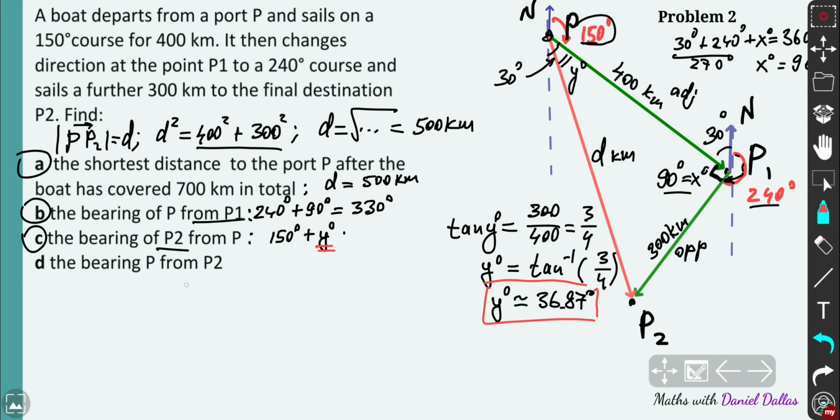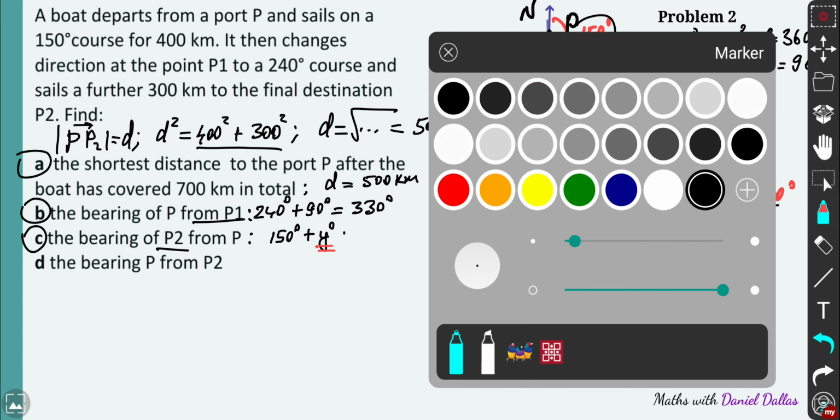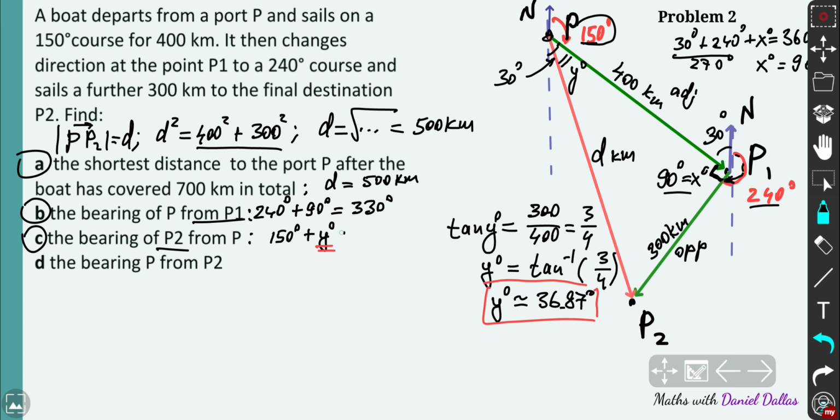So if we plug in here, we can calculate that in total we have around, to 2 decimal places by the way, 186.87 degrees. So that's the answer to question C.